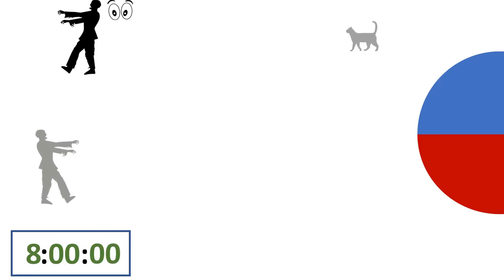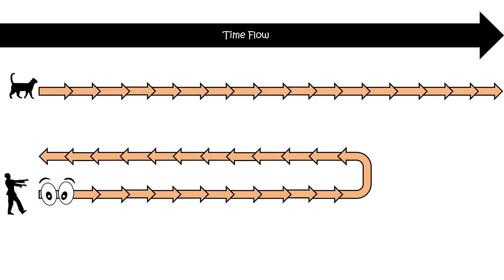If you are still confused, let me try another way to explain. I call this the time arrow diagram. Here on the top, we see a black arrow, which indicates the direction and path of time of the world we're living in. The strings of arrow before the dark silhouette, which is you, and the cat, indicates the direction and path of their own time.